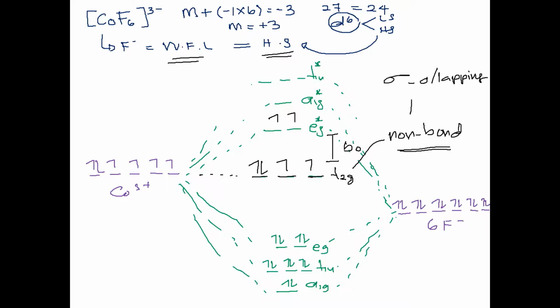And then, how you write up your electronic configuration will be A1G2, T1U6, EG4, T2G6, EG2. That is 2, 6, 12, 4, 5, 6, 7, 8, 18. So altogether there will be 18 electrons.